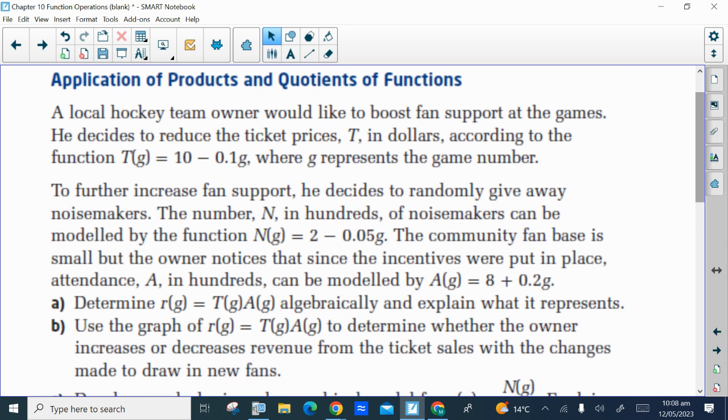He decides to reduce ticket prices T in dollars according to this function. T at G equals 10 minus 0.1 G, where G represents the game number. So T is the ticket price in dollars, G is the game number.